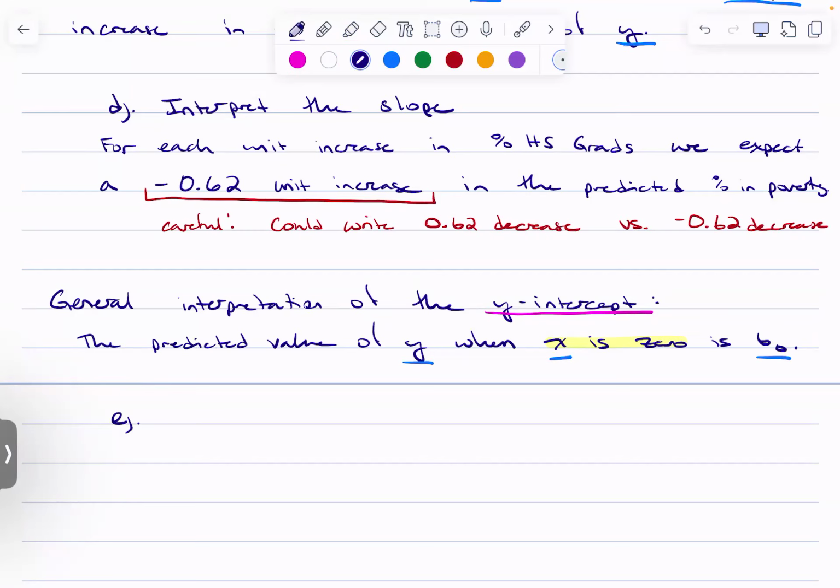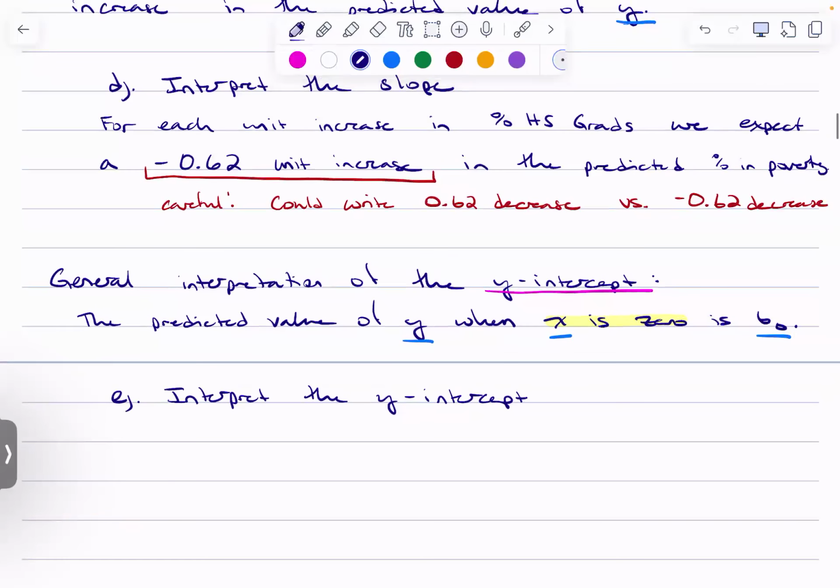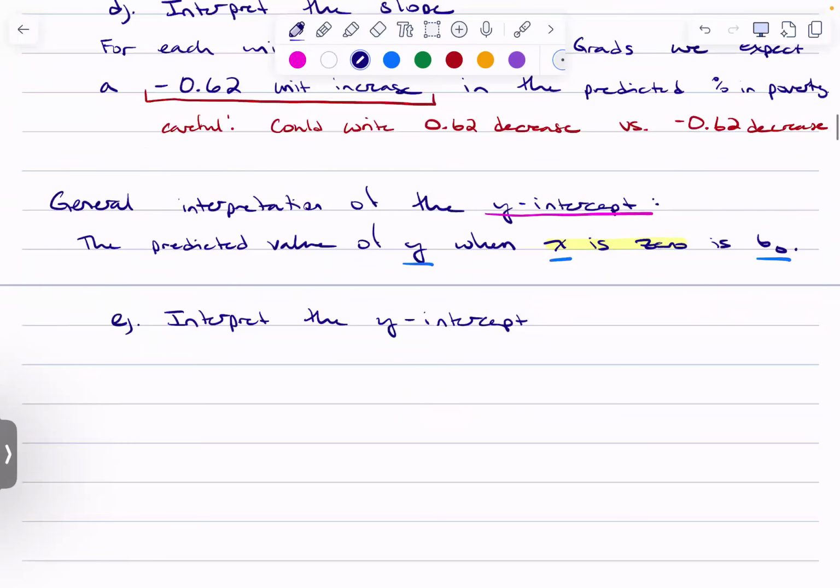Part E, then, interpret the y-intercept. We want to make it question specific, right? And so the predicted percentage in poverty, or you could say the predicted value of percentage in poverty.